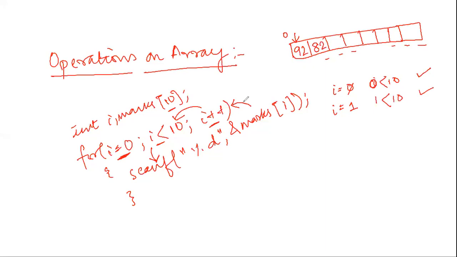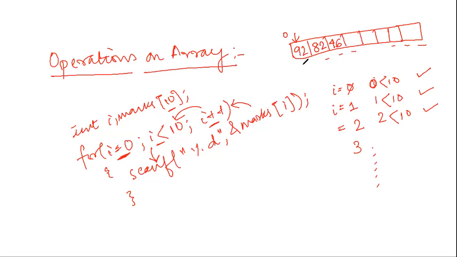Again, it will go back to i++. Now from 1, i is 2, that is 1 plus 1, 2. Again, it will do the checking, that is, 2 is less than 10. Yes. So if 2 is less than 10, I will input something from the user. Suppose the user inputs 46. Okay. So again, it will increment to 3. So like this, it will move up.